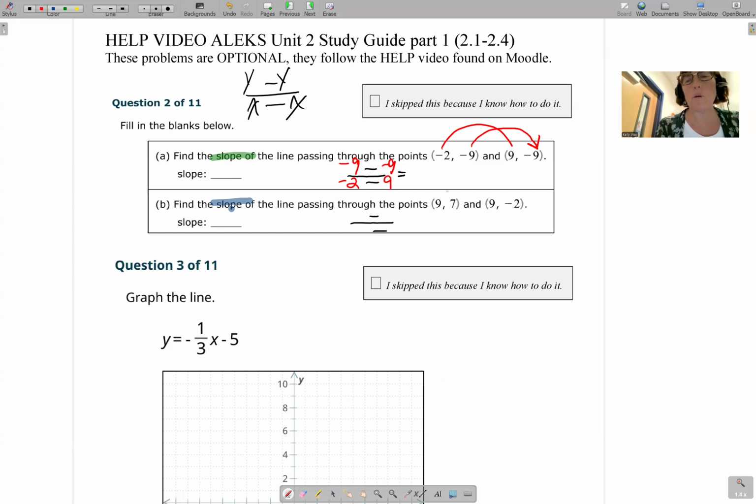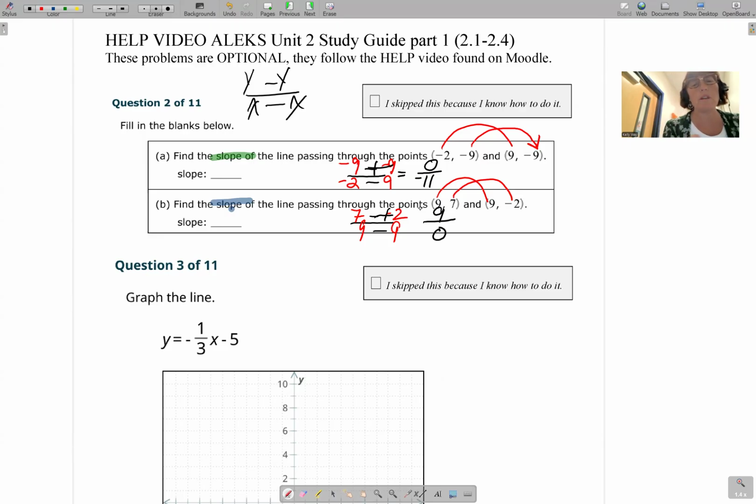And here I'm going to go y minus y and x minus x. So you see here, double negative makes a positive, which technically that's negative 9 plus 9, which means I'm going to have 0 over negative 11. This double negative makes a positive. That's going to be 9 over 0.